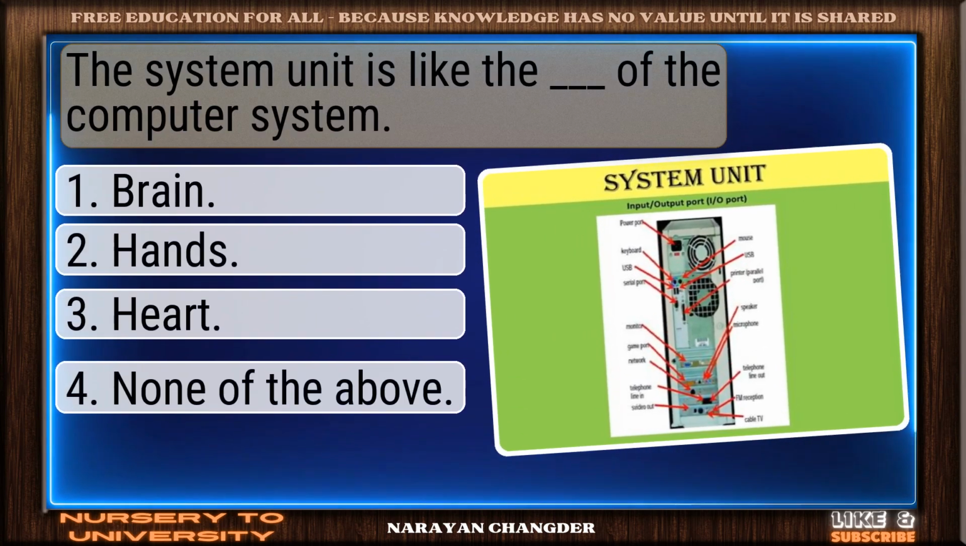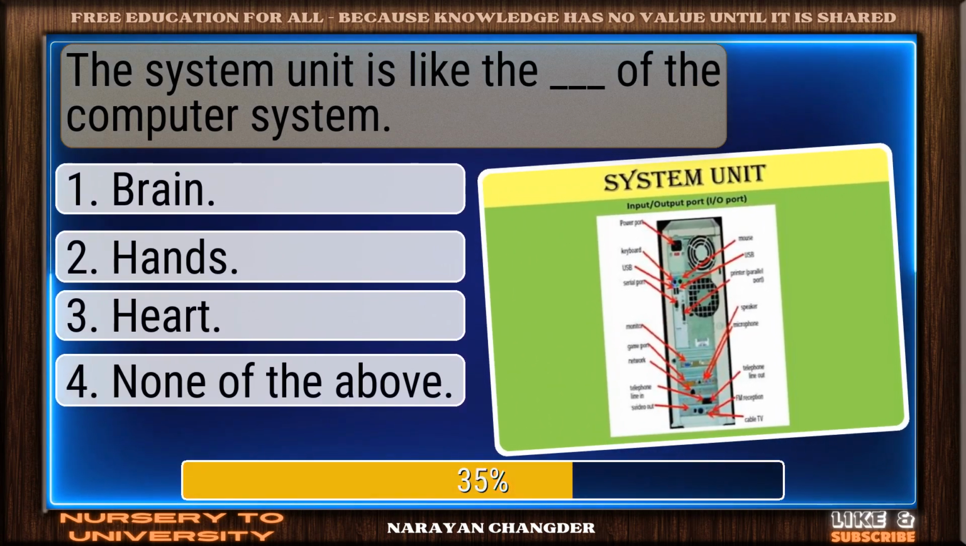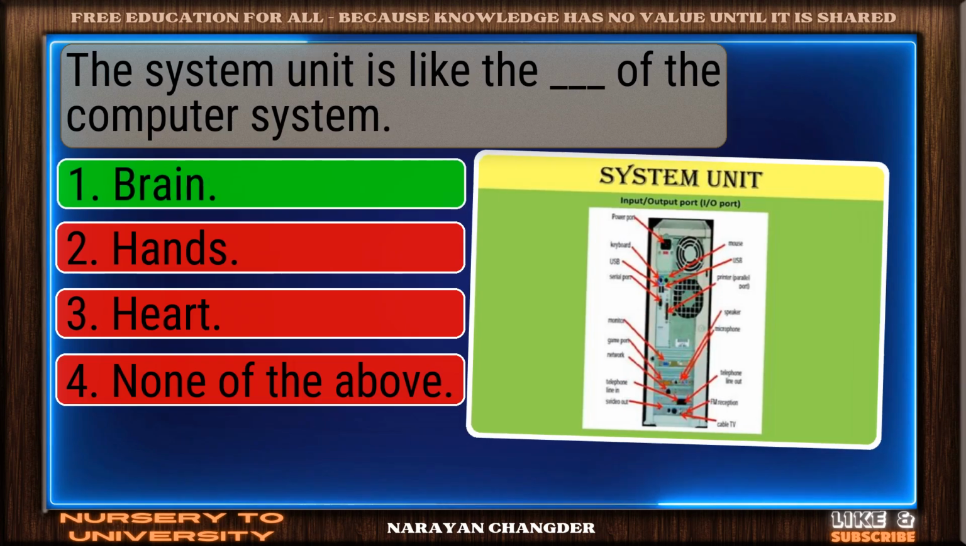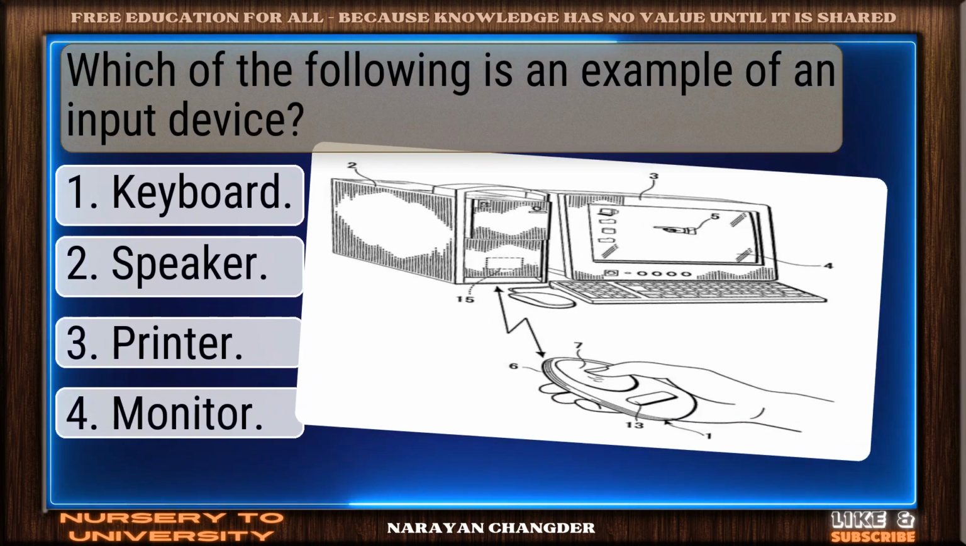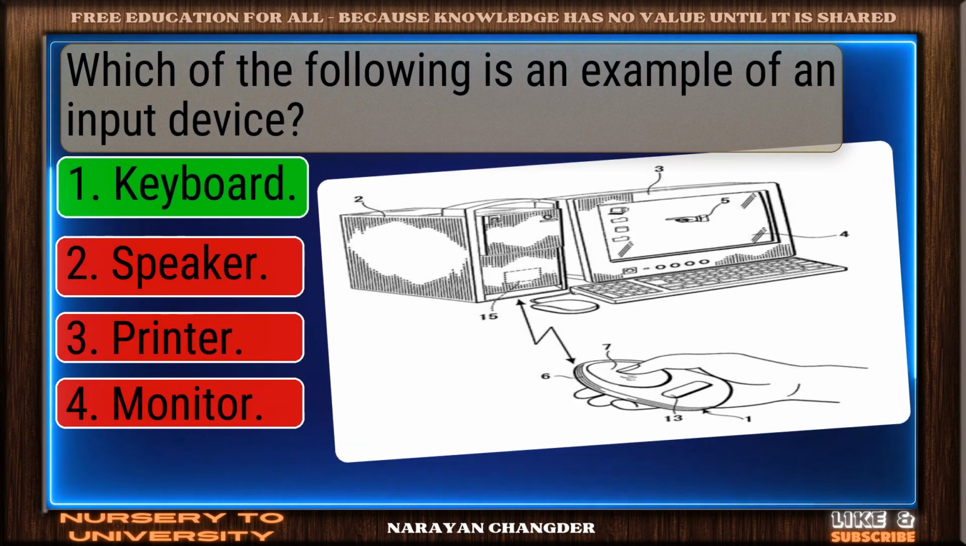The system unit is like the dash of the computer system. Great thinking. Brain is right. Which of the following is an example of an input device? Great job. Keyboard is accurate.